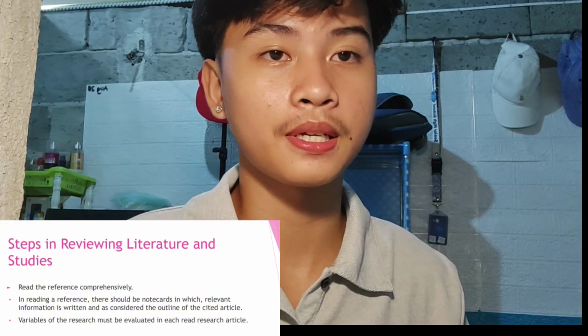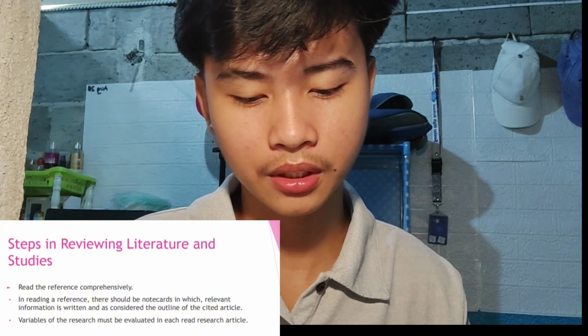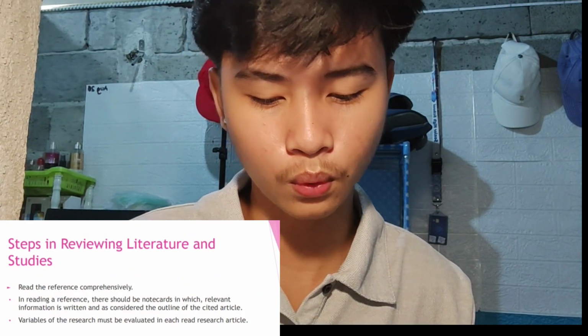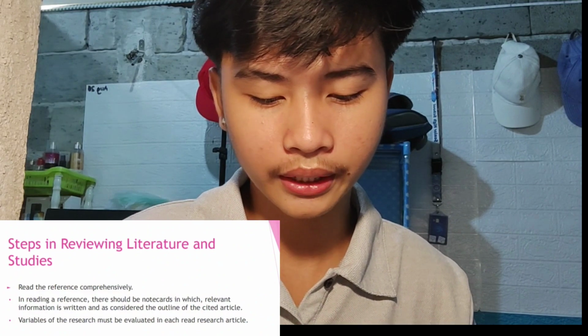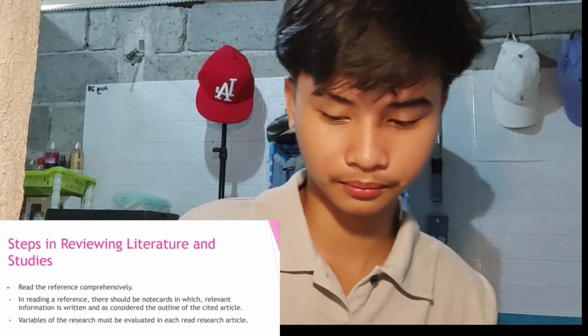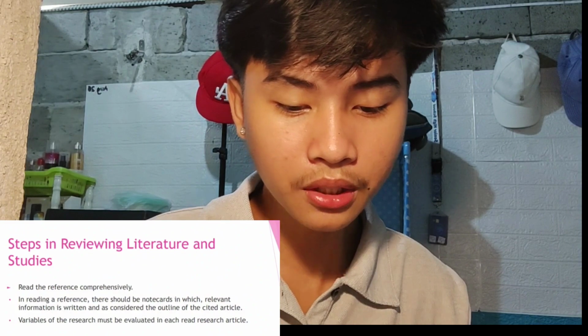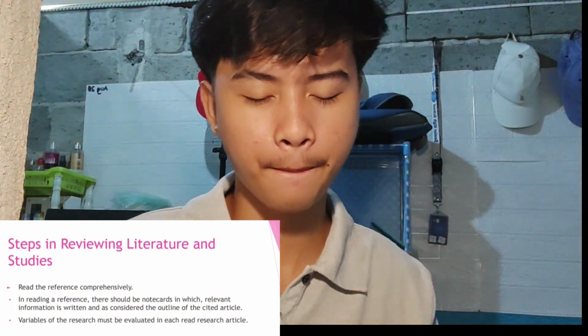So, other steps in reviewing literature and studies: read the references comprehensively. In reading a reference, there should be a note card in which relevant information is written, and consider the outline of the cited article. Variables of the research must be evaluated and reached in each research article.